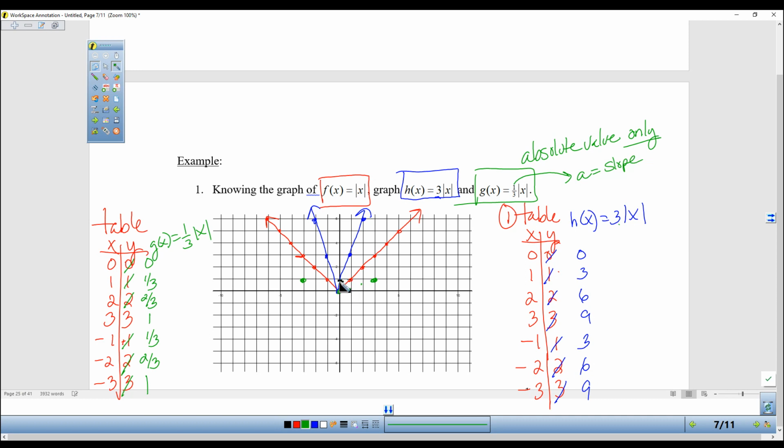So once you get the 1/3, you can keep going up 1/3. And then on this side, up 1/3, up 1/3. And you can draw a nice line. Remember, absolute value only. Okay?